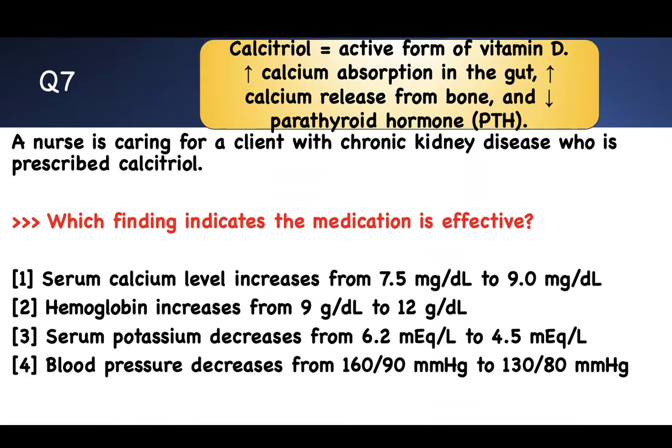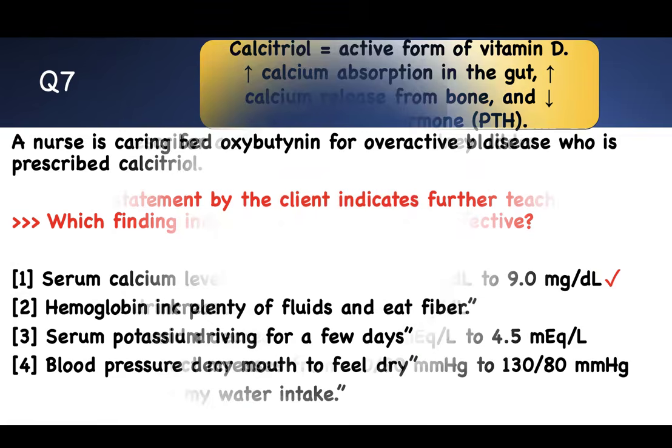So Calcitriol is an active form of vitamin D. It's going to increase calcium absorption. It prevents calcium loss. It leads to decreased PTH. And this is why we give it to the patient who has chronic kidney disease. The right answer is number 1.